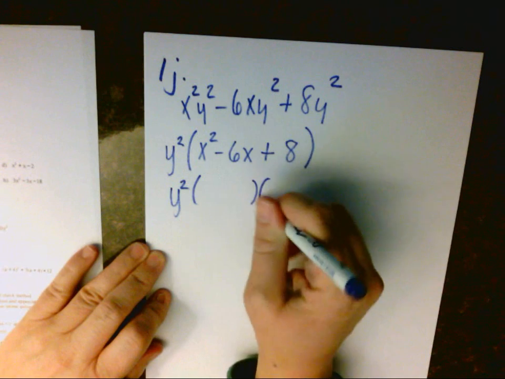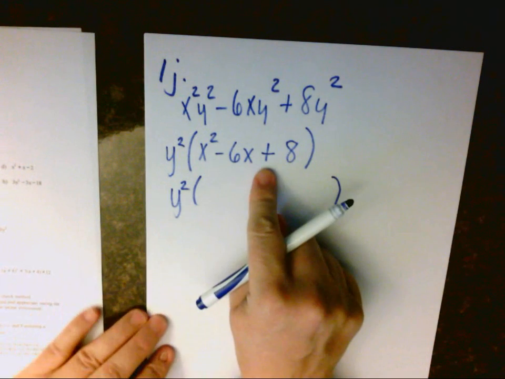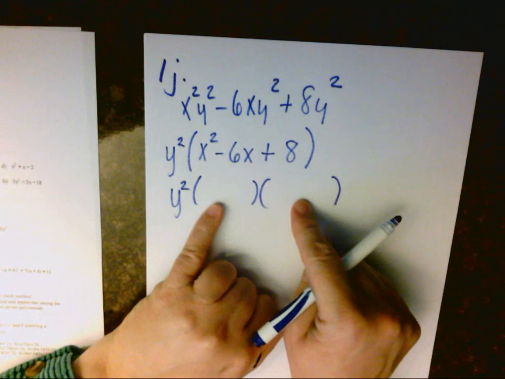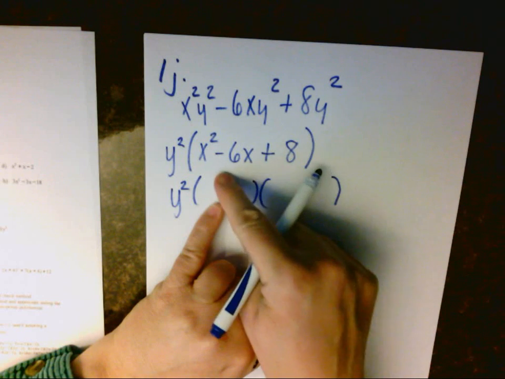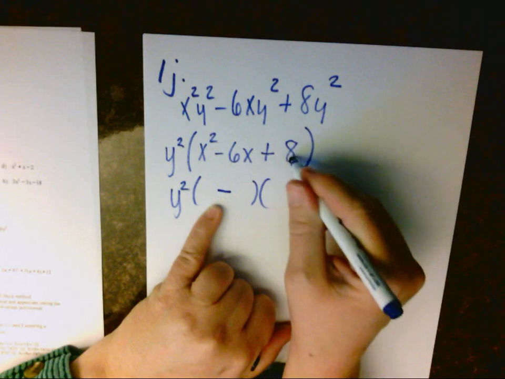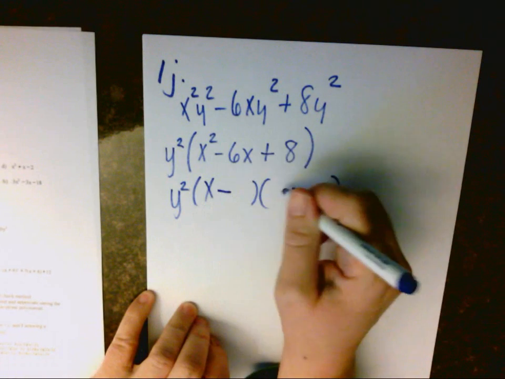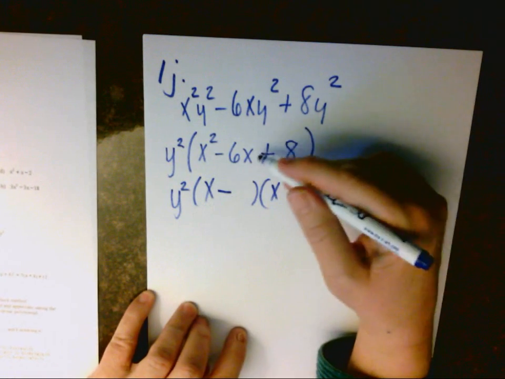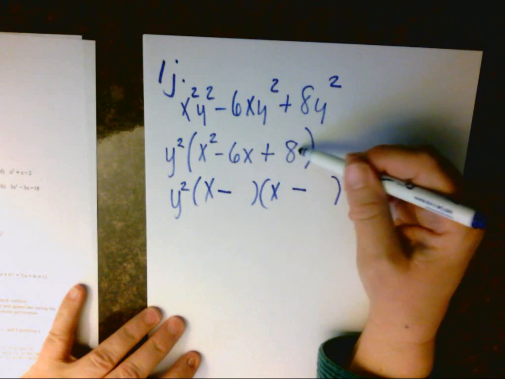It's already factored. And if it ends in a positive, then these two signs must be the same. In this case, they have to be negative to get that negative there. Negative times negative will give us a positive at the end. X times x.